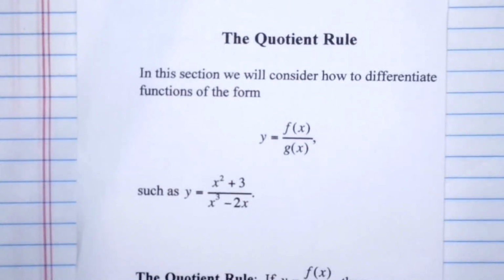Now we're going to look at the quotient rule. The quotient rule tells you how to differentiate a function of the form f of x divided by g of x.